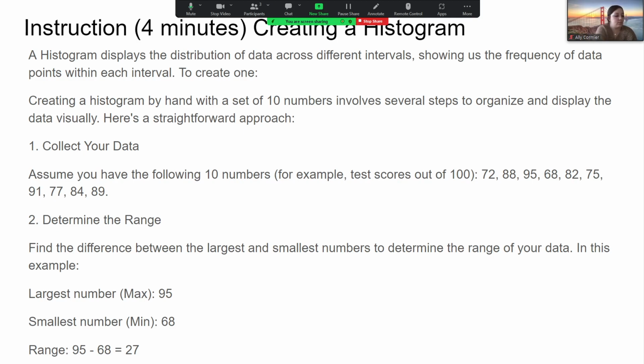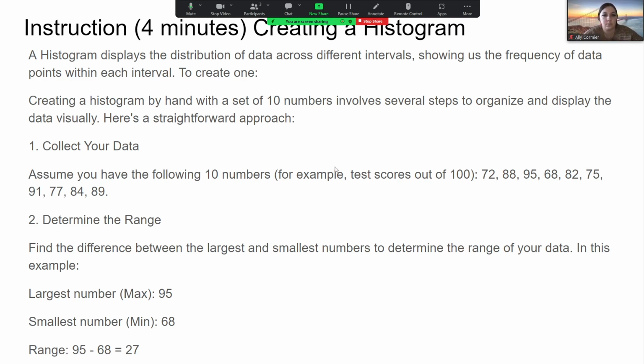Okay, so a histogram displays the distribution of data across different intervals, showing us the frequency of data points within each interval. Okay. Creating a histogram by hand with a set of 10 numbers involves several steps to organize and display data visually, but here's the straightforward approach that we're going to be taking.